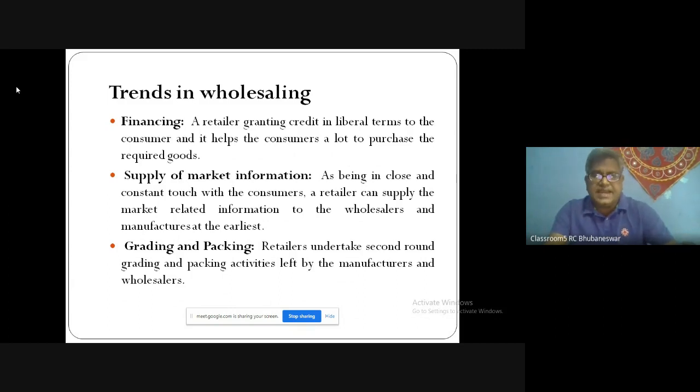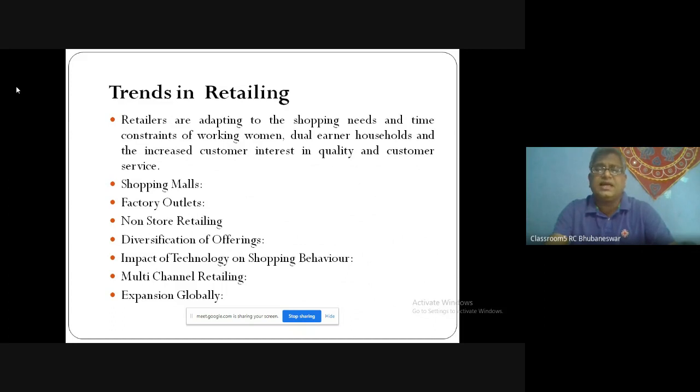But there are different trends in wholesaling. What are the trends nowadays in wholesaling? They are providing financing facility, some market information, and also packing and grading systems. That is called a trend. The trend is changing in the present cutthroat competition: how to sell the product through pull strategy and push strategy, through which the product can be sold or reach its destination, is important and indeed offers a new level of marketing strategy.